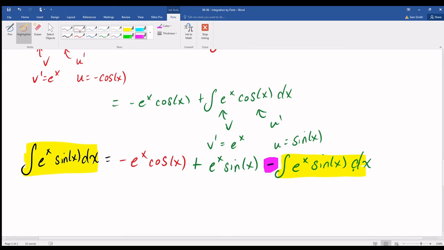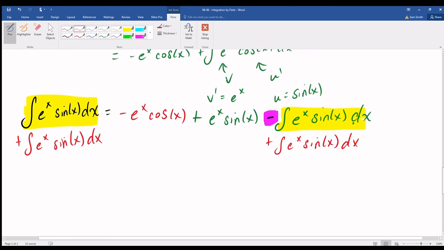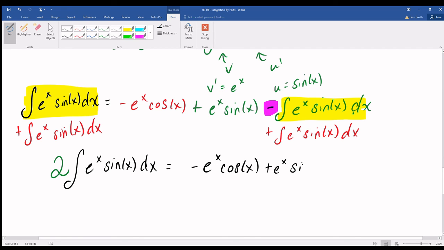Which means that we can go in and we can add this entire quantity to both sides of the equation. And if we add this entire quantity to both sides of the equation, the positive and negative version on the right-hand side will be completely eliminated. And on the left-hand side, two positive versions of that quantity will become two copies of the integral whose value we're looking for is equal to negative e to the x cosine x plus e to the x sine x.